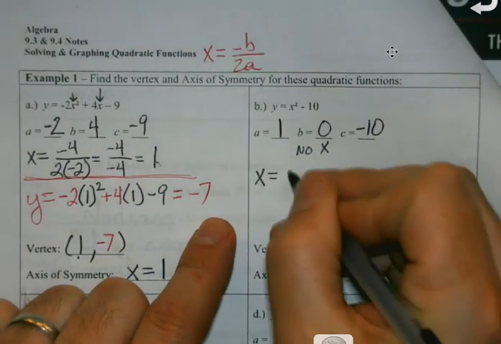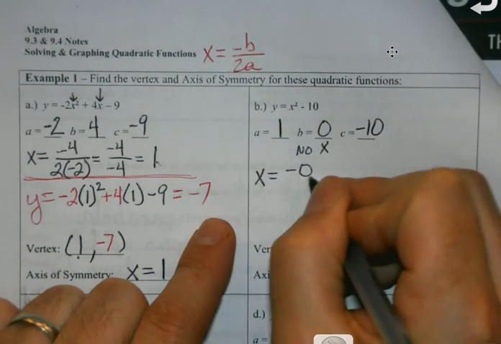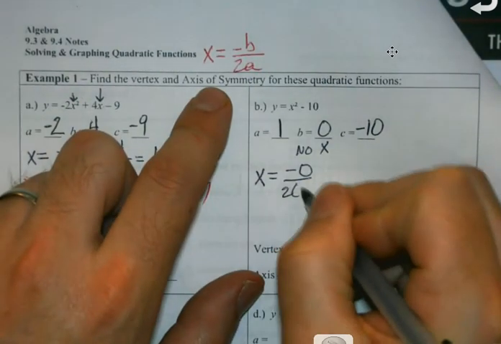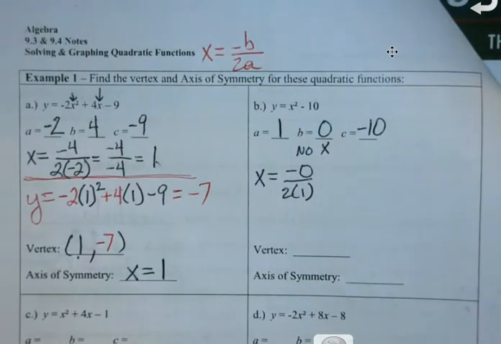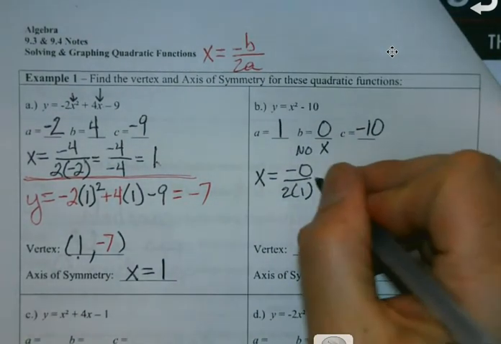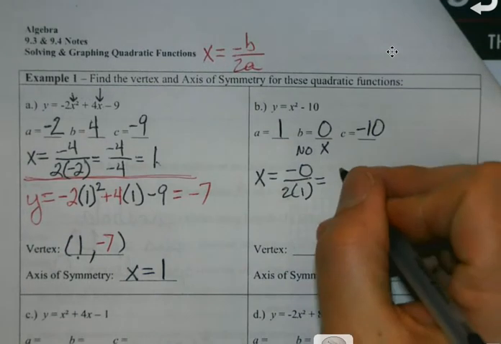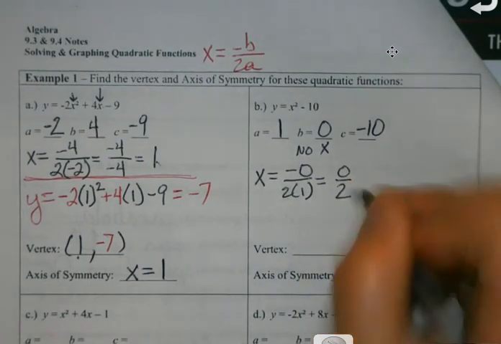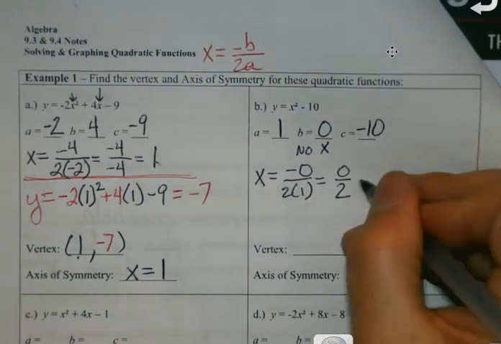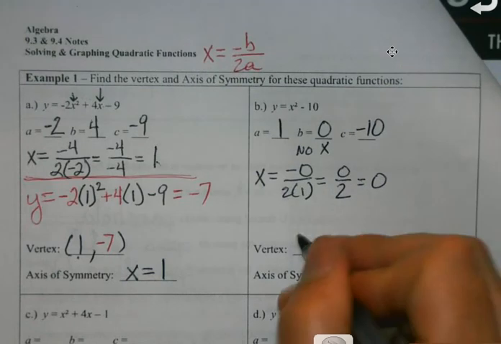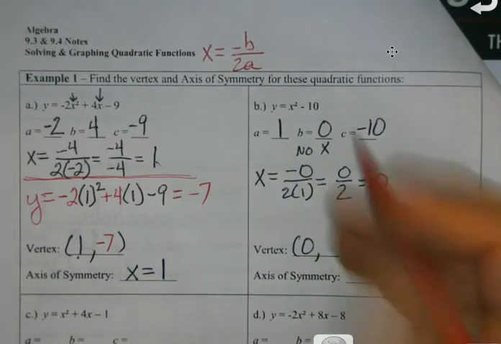X equals negative b over 2 times a. And I'll even show you when we get to the graphing, there might be a way to get around this. We'll see. What's 0 divided by anything going to be? 0. Okay, so my vertex value for x is 0.